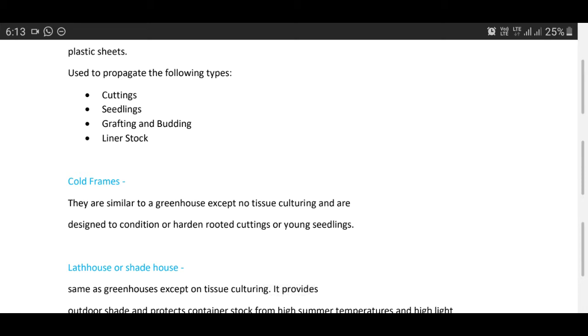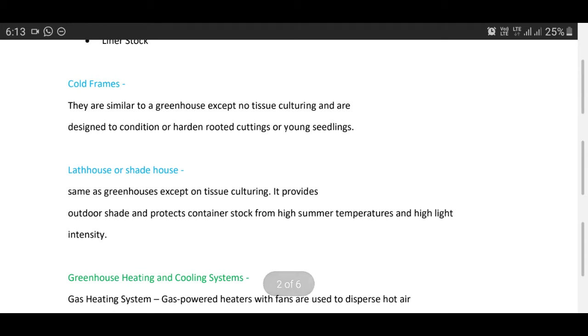Cold frames. They are similar to a greenhouse except no tissue culturing and are designed to condition or harden rooted cuttings or young seedlings. Lath houses are shade frames. They are temporary structures generally used for hardening of the plants and also for putting the ready-made plants or pots below the lath house or shade house. Same as greenhouse except no tissue culturing. It provides outdoor shade and protects container stock from high summer temperatures and high light intensity.